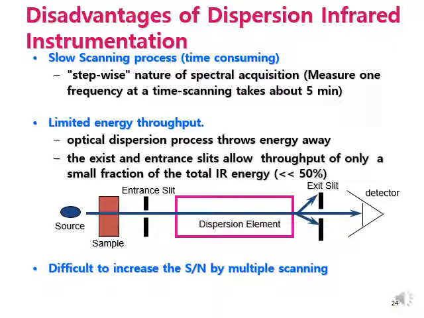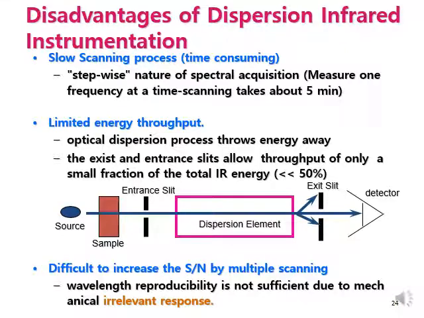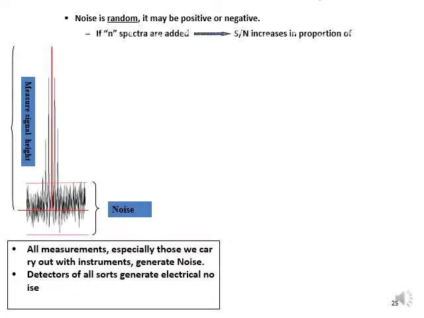Another one is that it is difficult to increase the signal to noise by multiple scanning. So this is the basic signal that we will get after we run using the FTIR, the infrared spectrometer. You can see that this is the range of noise, and this is your signal.